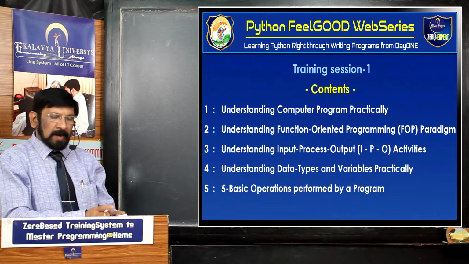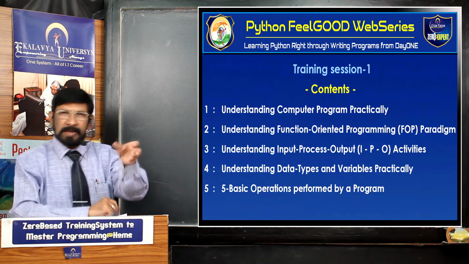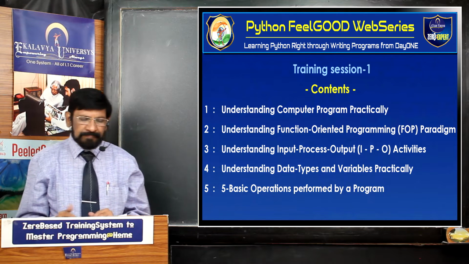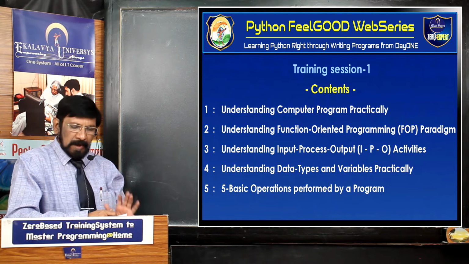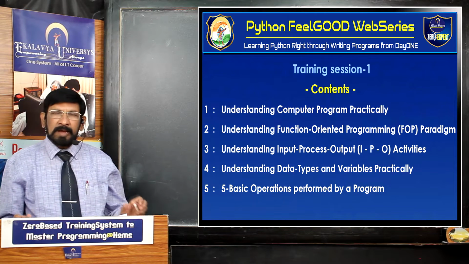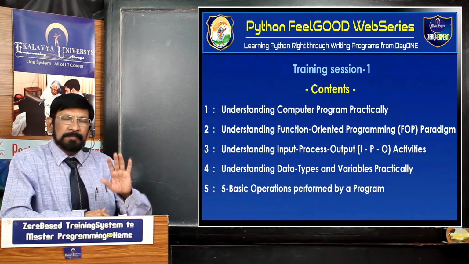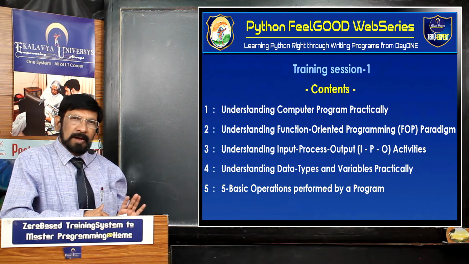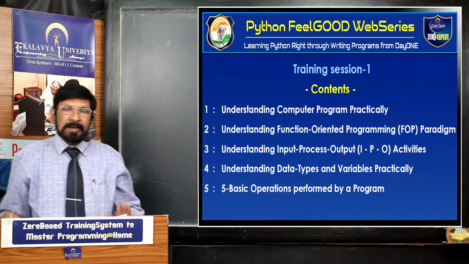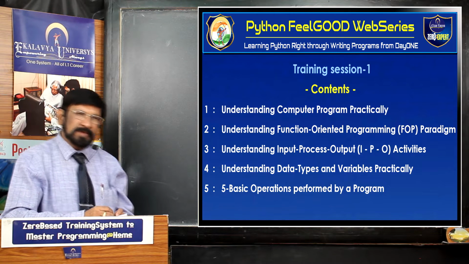That's why, out of 5, one of the concepts, data types and variables, I explain from a real life angle. Within 10 minutes, you can understand these concepts and own them. Thereafter, 5 basic operations performed by a program. In the third concept, I talked about IPO: input, process, and output. Every program performs 3 core operations, by which it can achieve tasks. But technically, if you analyze that, these 3 operations can be classified into 5 basic operations.